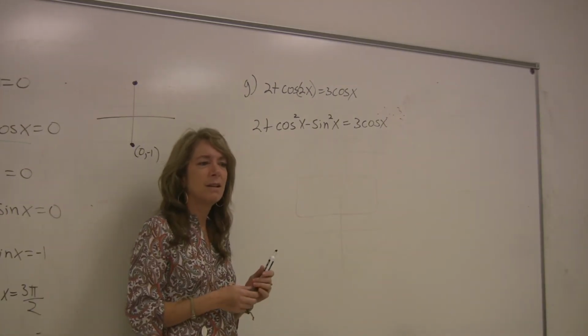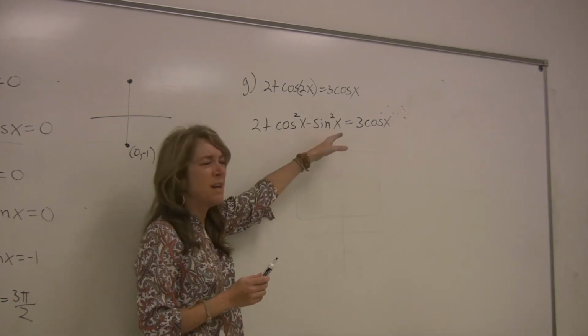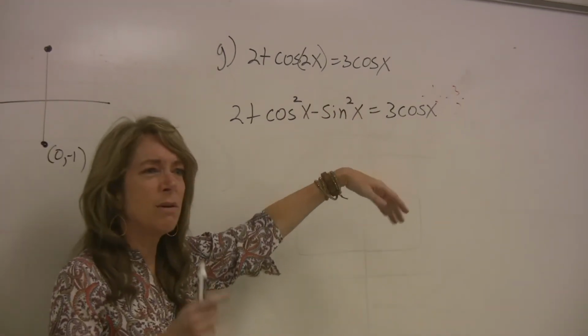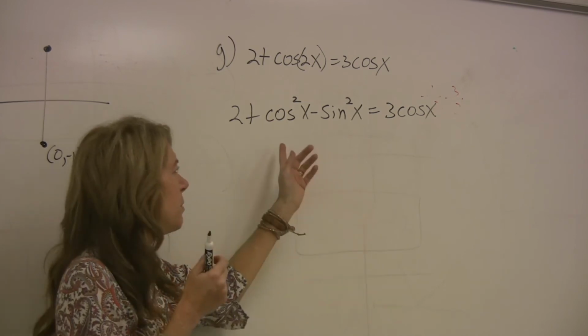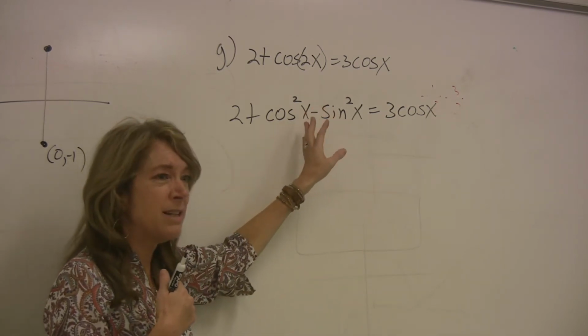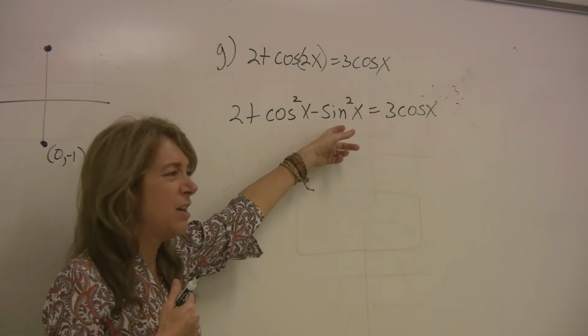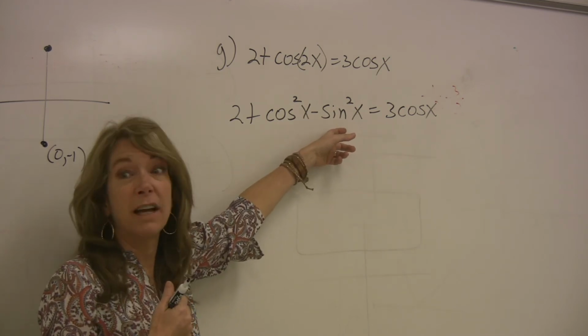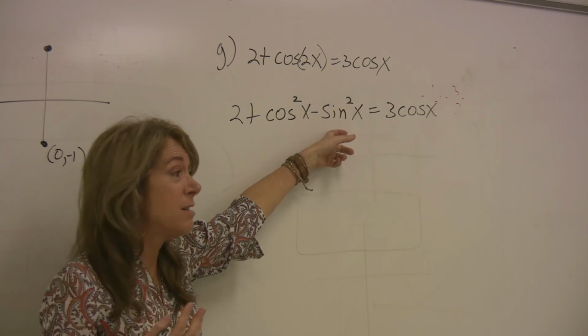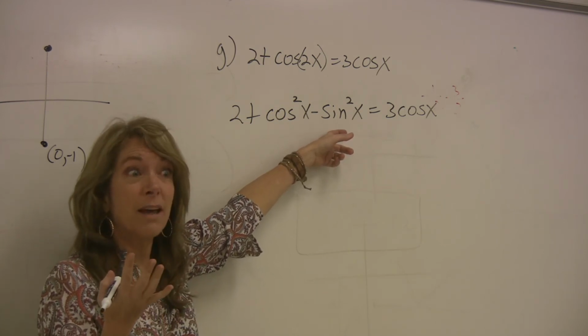Or you have squares on one side and the other one. I've got a couple different squares and some that aren't squares. Exponents, and I see that I have cosines and sines in the same problem. I sure wish I could change this sine squared in terms of cosine, because then everything would be cosines. We know the Pythagorean identity, right?